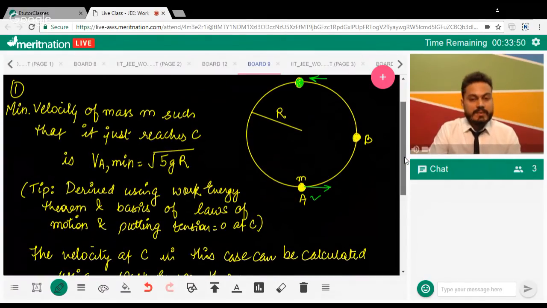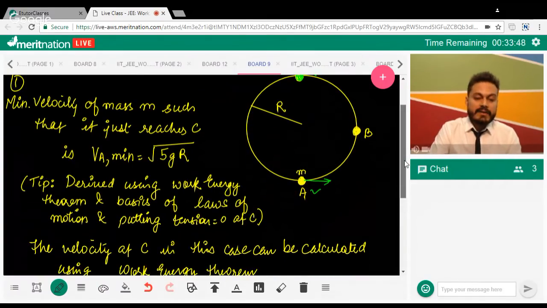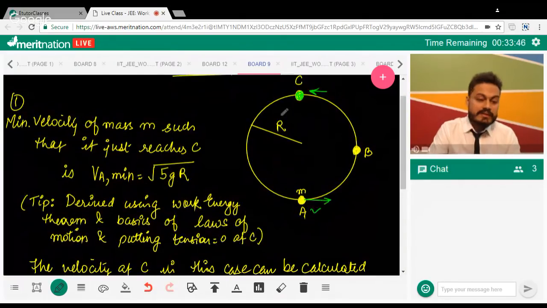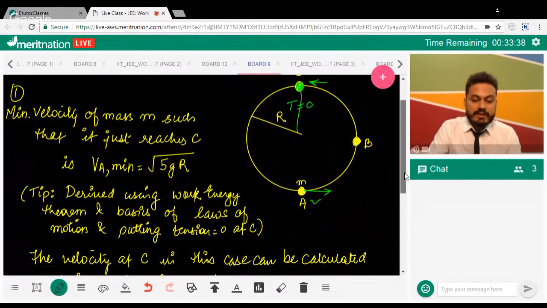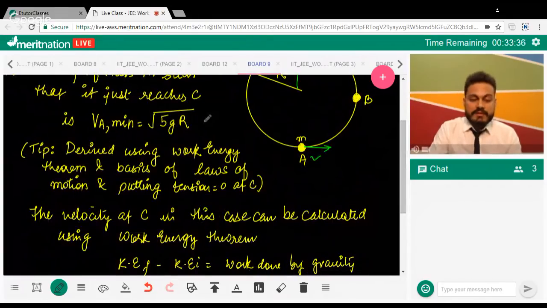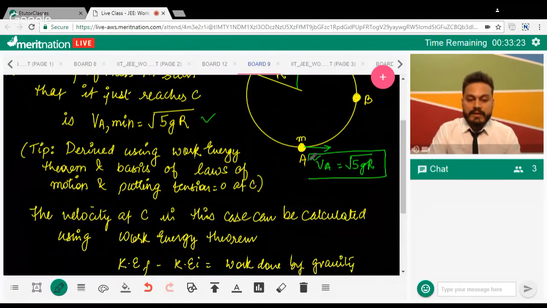So for this one, we can use the work energy theorem. We can use Newton's laws of motion, and the concept lying here is that the tension at this point should be zero. The derivations you can do yourself. If we apply the work energy theorem and the basics of Newton's laws of motion, we'll get to know that the velocity at A should be root under 5 gR.